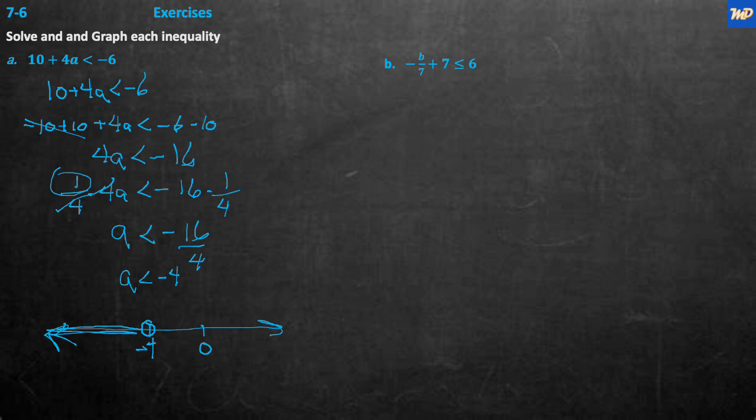As for B, we'll try that one now. Minus B divided by 7 plus 7 is less than or equal to 6. So we're going to get rid of the 7. So we have minus B divided by 7 plus 7 minus 7 is less than or equal to 6 minus 7. So we got rid of the 7s on this side, so we have minus B divided by 7 is less than or equal to 6 minus 7, which is minus 1.